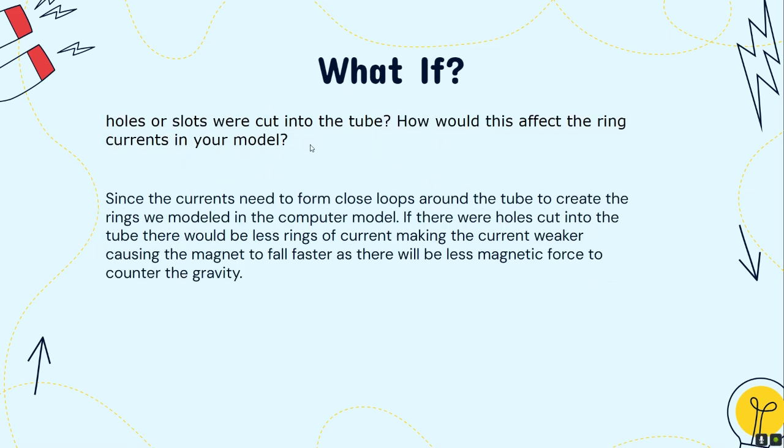And then this actually causes the opposite. Holes or slots were cut into the tube. How would this affect the ring currents in your model? Since the currents need to form closed loops around the tube to create the rings we modeled in the computer model, there would be fewer rings if we cut out holes in the tube, meaning there would be less current, which would cause the magnet to fall faster as there would be less magnetic force to counter gravity.